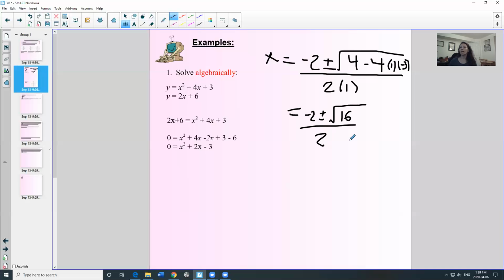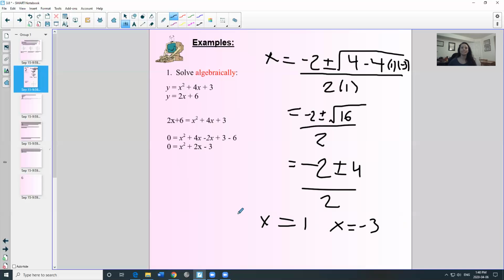Okay, so we know that the square root of 16 is 4. So negative 2 plus or minus 4 over 2. So my possible solutions are, well, negative 2 plus 4 is 2. 2 divided by 2 is 1. The other possible solution is negative 2 minus 4, which is negative 6. Negative 6 divided by 2 is negative 3. So these are your two possible x values. Okay, so we found the roots, or the solutions, to the system.